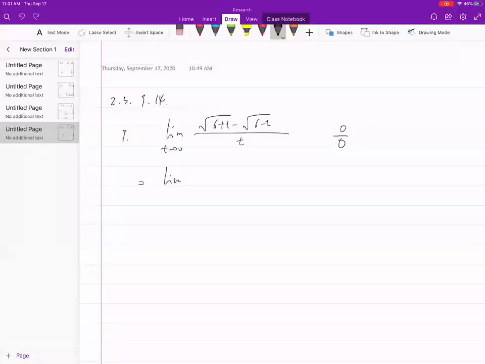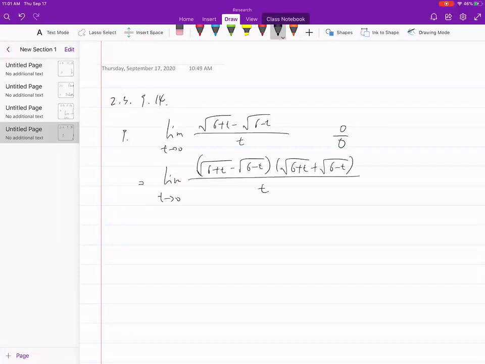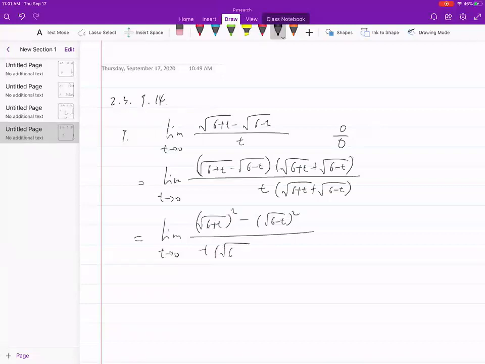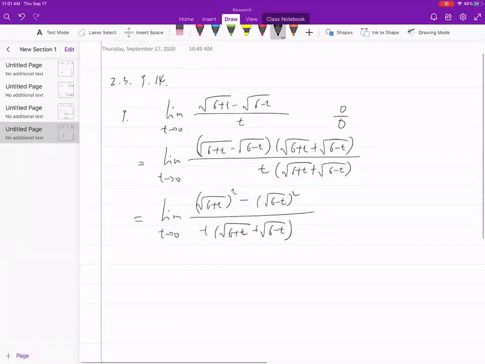Conjugate for the square root. Switch the minus to be plus. Divide by t times the same thing. Now you need to square both. The good news is when you square the square root, it becomes clean. I'm guessing your problem comes from here when you try to square both.